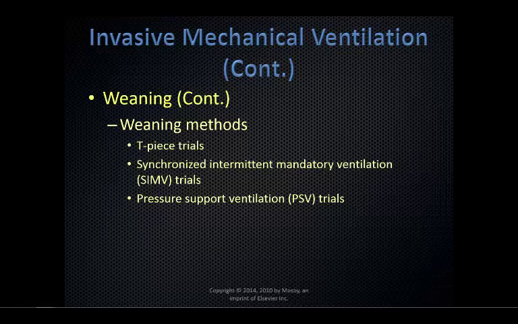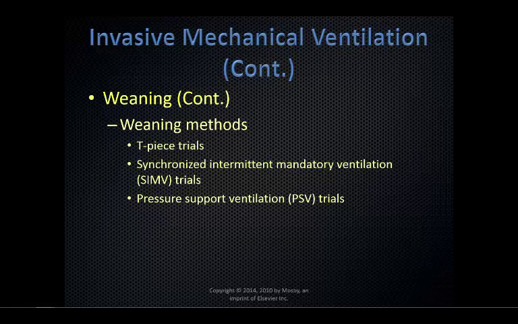Now, with SIMV, the goal is to gradually transition from ventilatory support to spontaneous breathing. It is initiated by placing the ventilator on SIMV mode and then slowly decreasing the rate, usually 1 to 3 breaths at a time, until the rate is 0. After this is reached, an arterial blood gas sample should be drawn 30 minutes after the trial to see how the patient tolerated it.